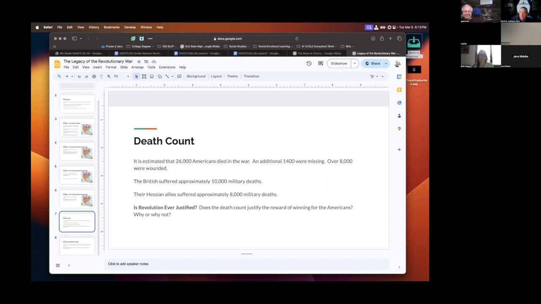So 1,400 people were categorized as missing, over 8,000 wounded, and some of those wounds weren't mere flesh wounds either. And all of this is the total number recorded. So thinking about the death count and the numbers, a lot of you threw in the chat that you felt like these were large numbers. You know, can you win a war with numbers like that?